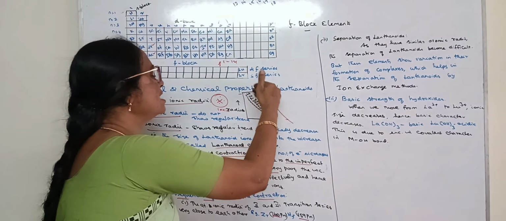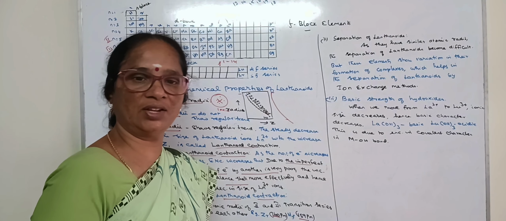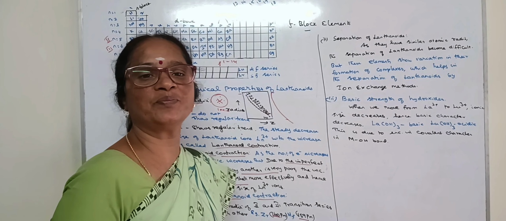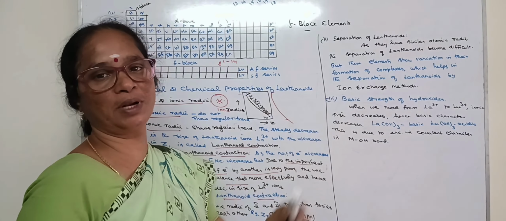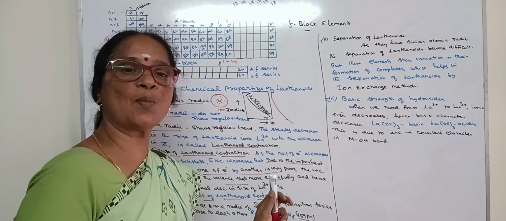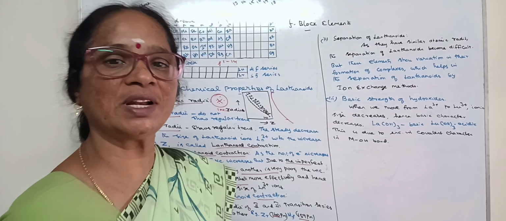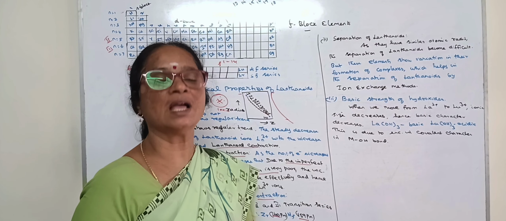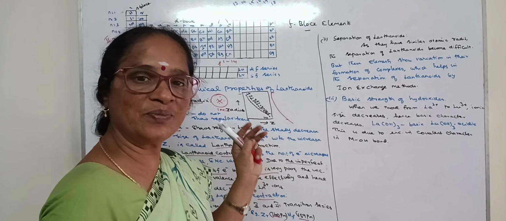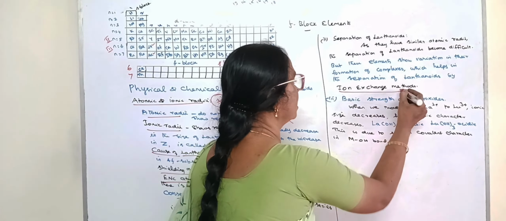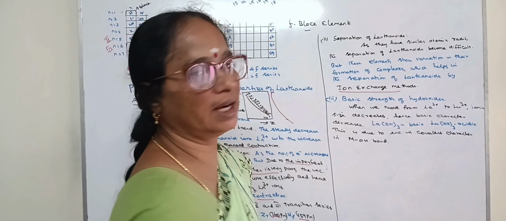When these ions are very close to each other in their sizes, it is highly difficult to separate them from their minerals. But even then, they do form complexes. But the formation of complexes by these elements greatly differs. So due to the difference in their complex formation, it is somewhat helpful to separate these ions from their minerals by the ion exchange method. The next one, basic strength of hydroxides.